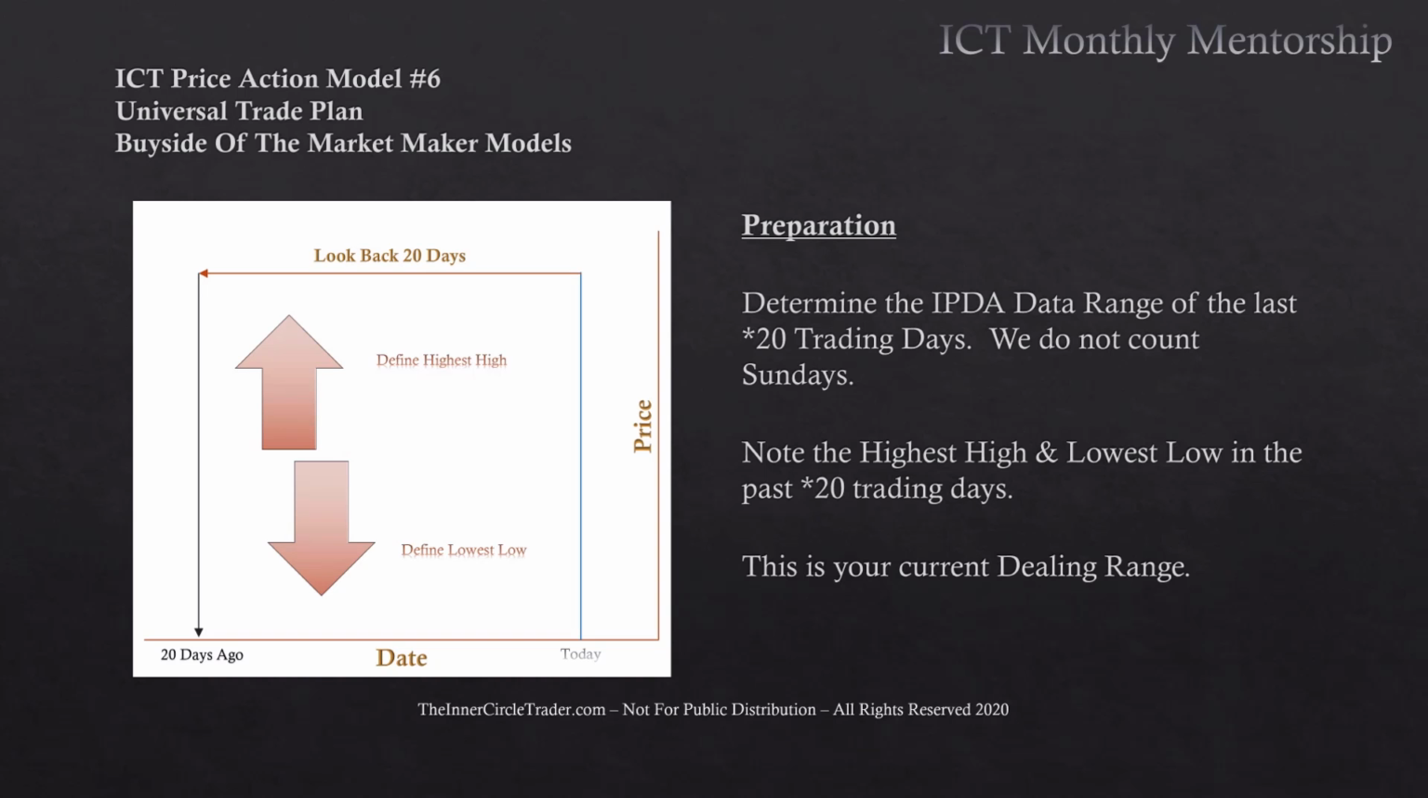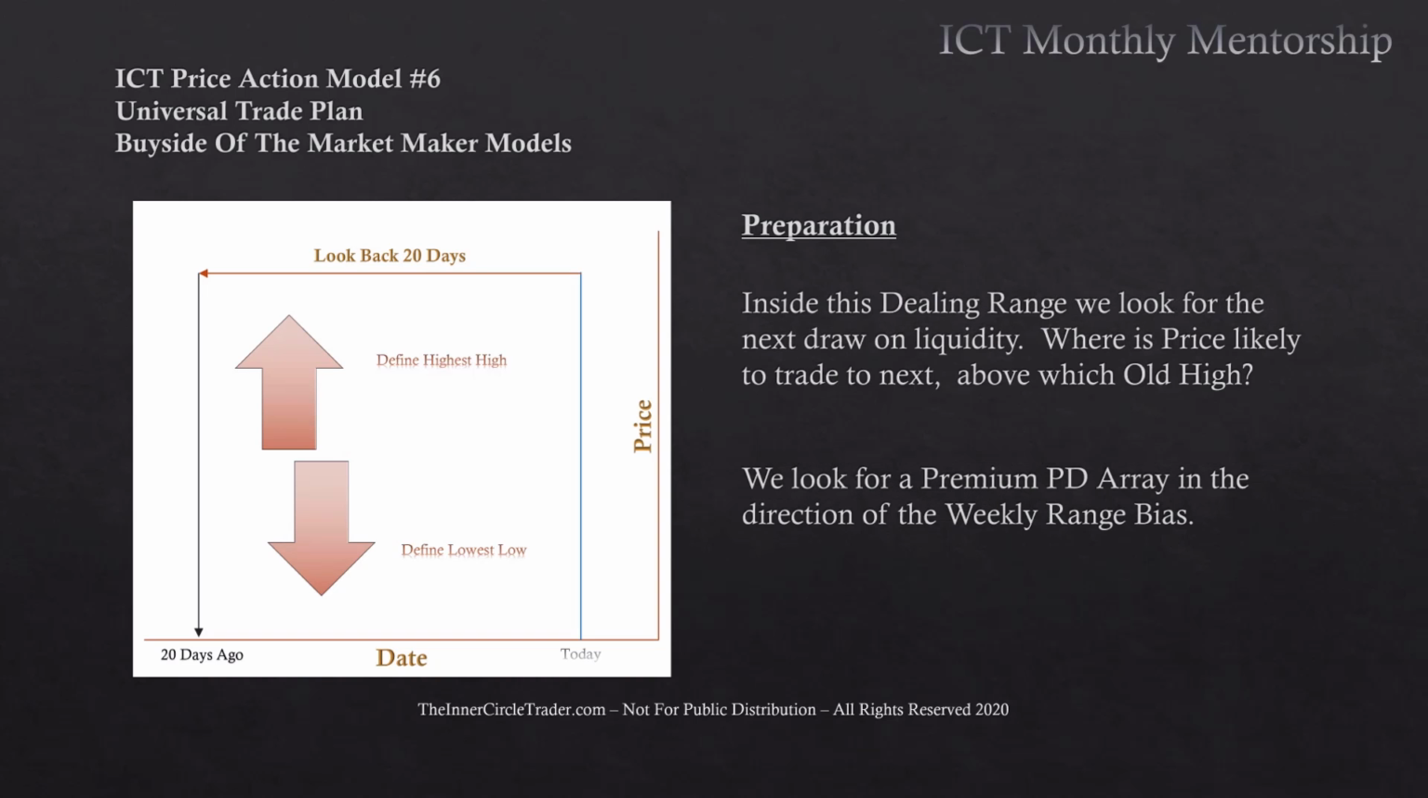But the point is, you're going to define the last 20, 40, and 60 trading days, and you're going to determine that range, the highest high and the lowest low. Splitting that range in half gives us our premium and discount PD array matrix. So we're going to be looking for primarily buying in discount ranges.